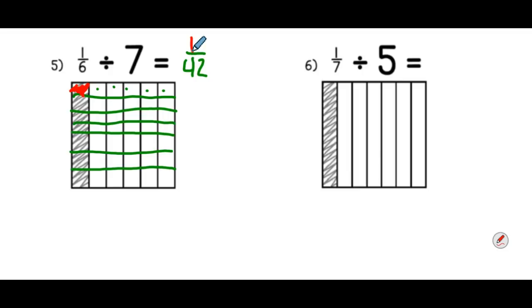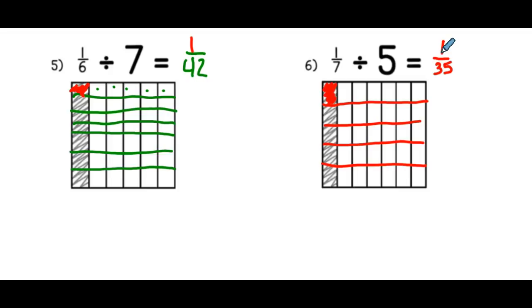Okay, now let's look at this next one. I have 1/7 divided by 5. I'm going to say it's going to end up being 35ths. So I have 1/7. I'm going to cut it into 5 parts. So there's 1, 2, 3, 4, 5. Okay, so 7 going across, 5 going down. Yep, that's 35 parts. And if I'm going to cut that 1/7 into 5ths or 5 parts, one of those is 1 out of the 35.